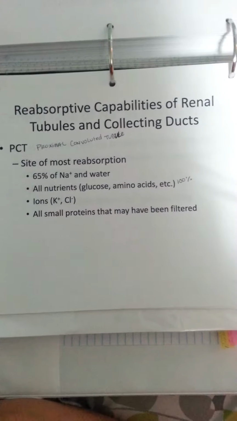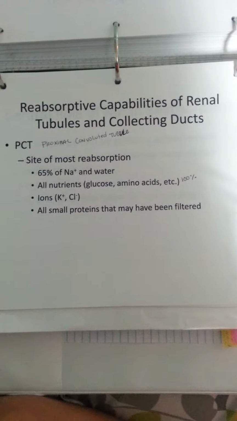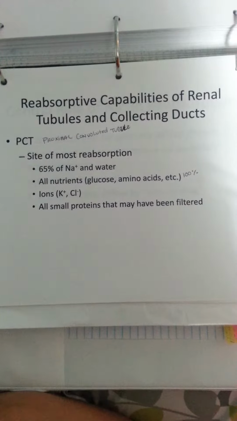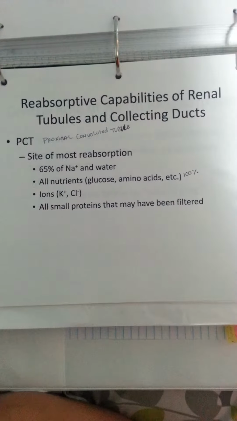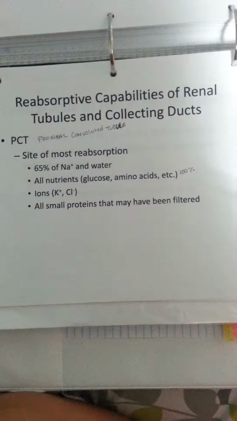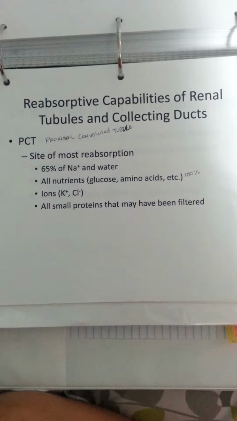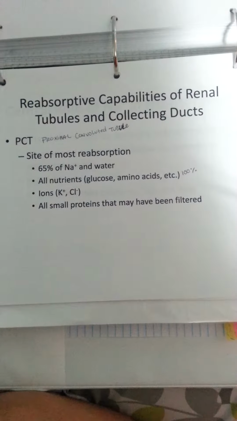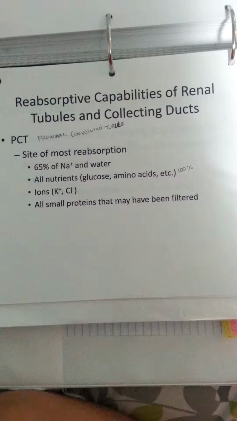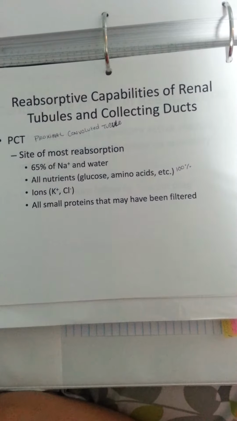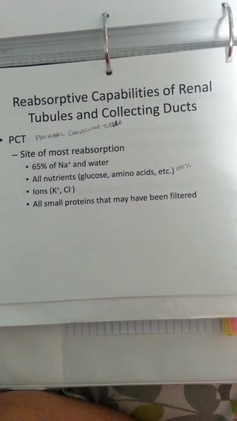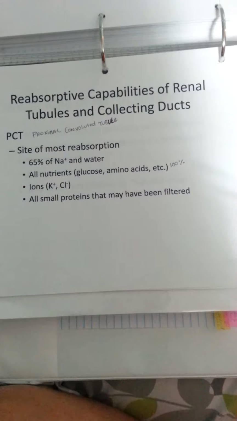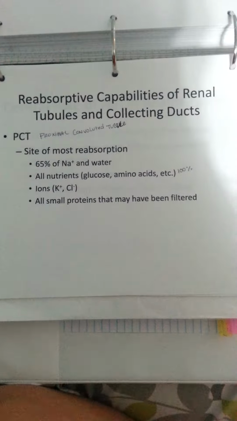Alright, so we have the reabsorptive capabilities of renal tubules and collecting ducts. PCT, or the proximal convoluted tubule, is the site where most reabsorption happens. 65% of sodium and water are reabsorbed, and all nutrients like glucose and amino acids, 100% of those are also reabsorbed. Ions like potassium and calcium are reabsorbed. All small proteins that may have been filtered are reabsorbed.